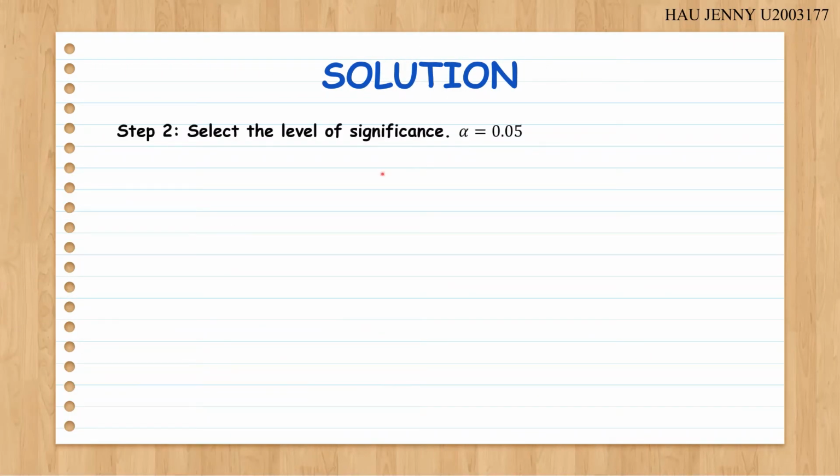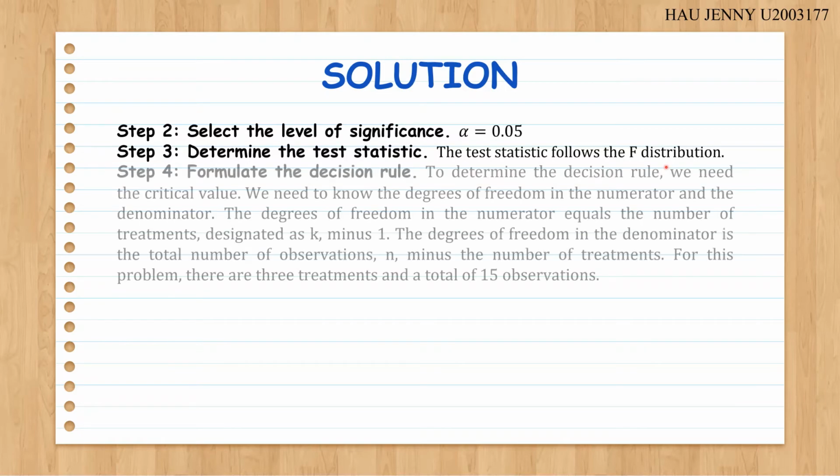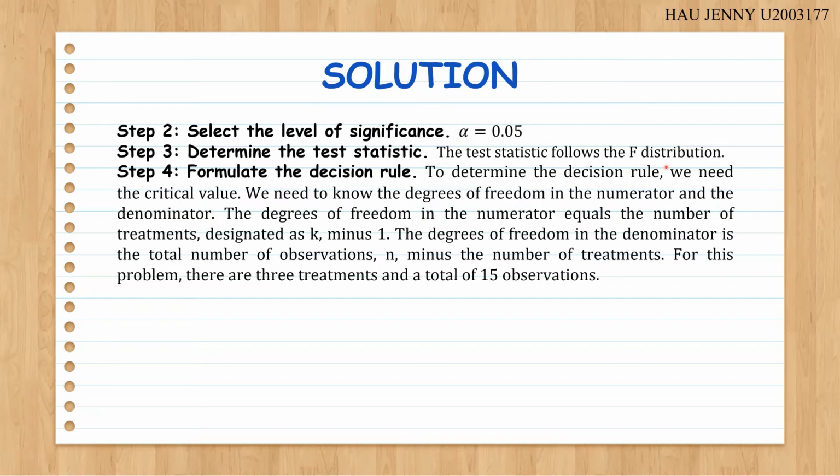Step 2. Select the level of significance. We selected the 0.05 significance level. Step 3. Determine the test statistic. ANOVA uses F distribution in performing the test. Step 4. Formulate the decision rule.